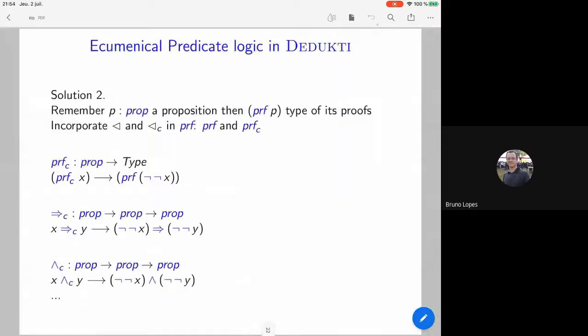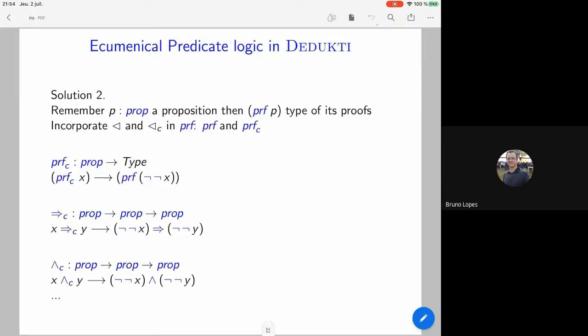And we have decided to incorporate this dual Gilbert operator in the symbol proof. So we have two symbols: the usual constructive symbol proof that maps a proposition to the types of its proofs, and we have another one, proof classical, proof C, which is a proof of not of its argument. And then we can just define this symbol and the classical operators.